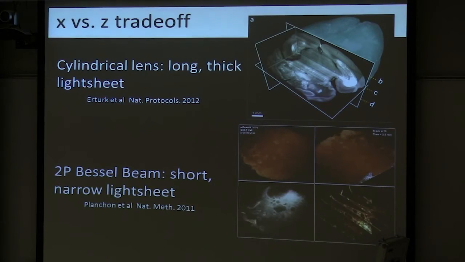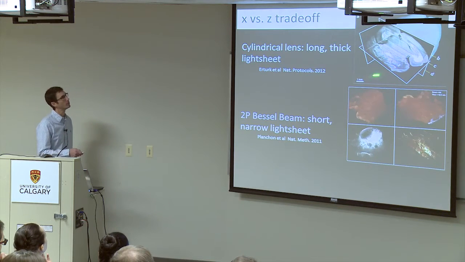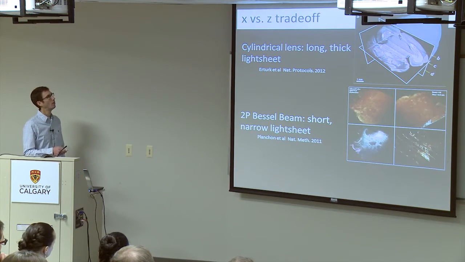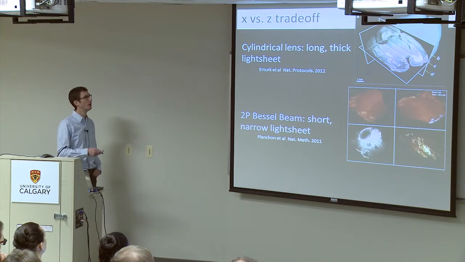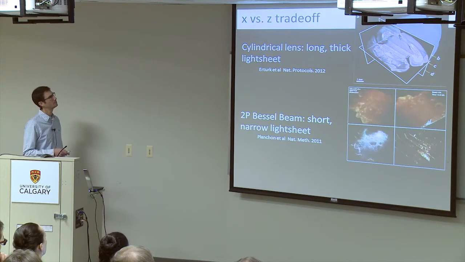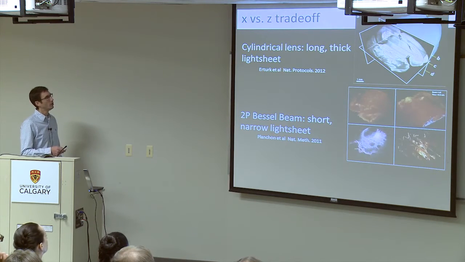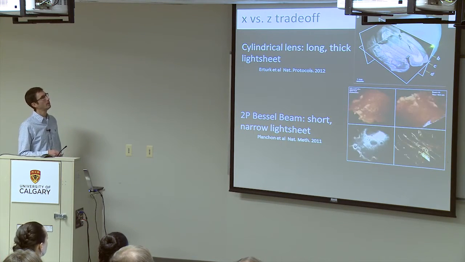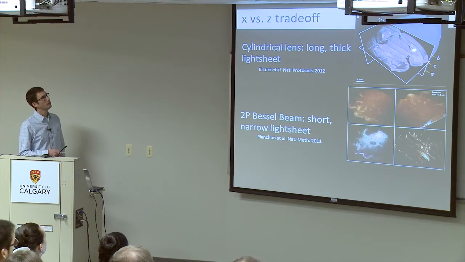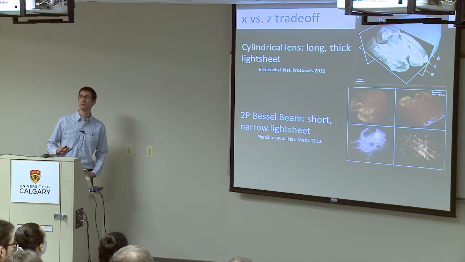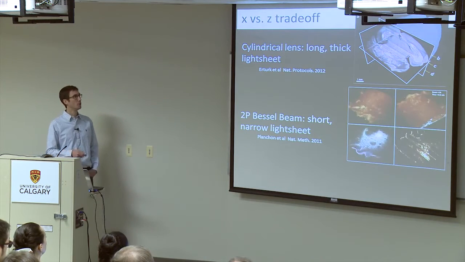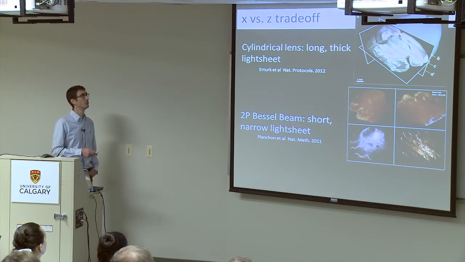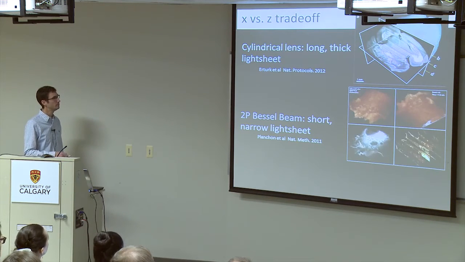So this is maybe illustrated a little bit better here. On the top, we have an image of a mouse brain that was imaged with a very long, thick light sheet that was formed with a cylindrical lens. So this is in the ultramicroscope design. And you can see we're able to image this entire mouse brain, but the detail here, you're definitely not getting subcellular resolution, and it's probably even going to be difficult to see single cells at this point. But you do get a great image of the overall structure of that sample.